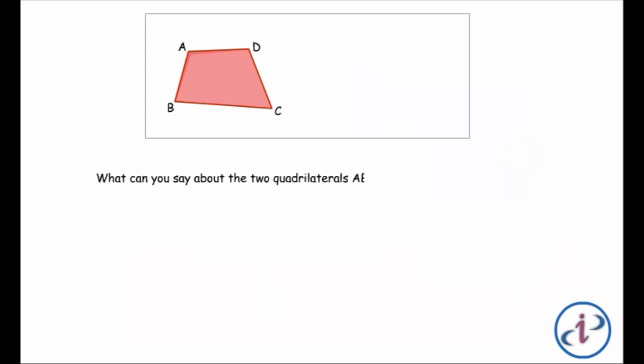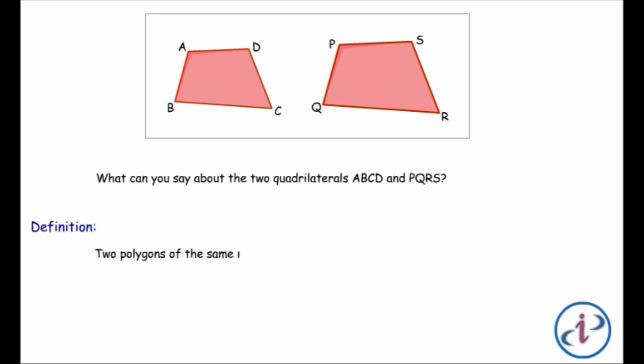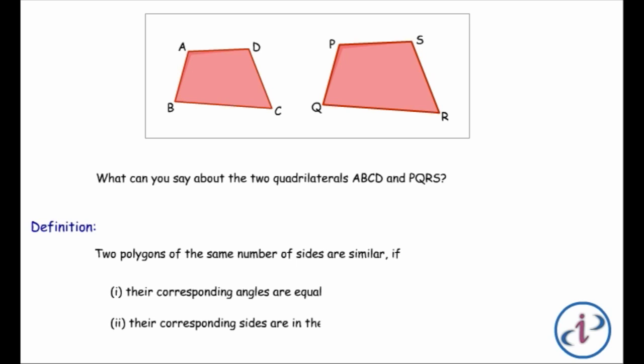What can you say about the two quadrilaterals ABCD and PQRS? Are they similar? These figures appear to be similar, but we cannot be certain about it. Therefore, we must have some definition of similarity of figures, and based on this definition, some rules to decide whether two given figures are similar or not. Two polygons of the same number of sides are similar if their corresponding angles are equal and their corresponding sides are in the same ratio or proportion.